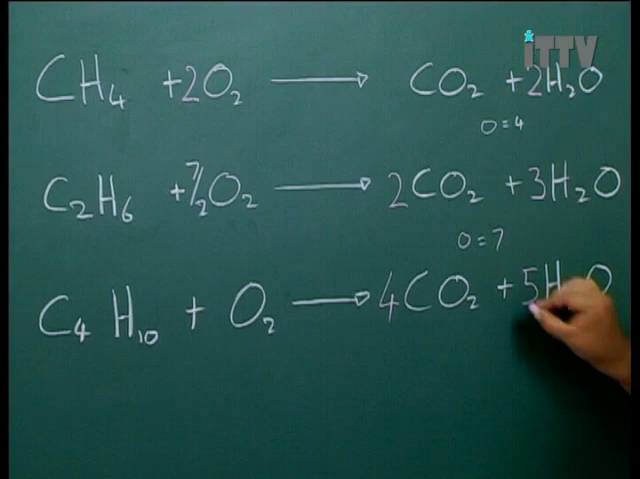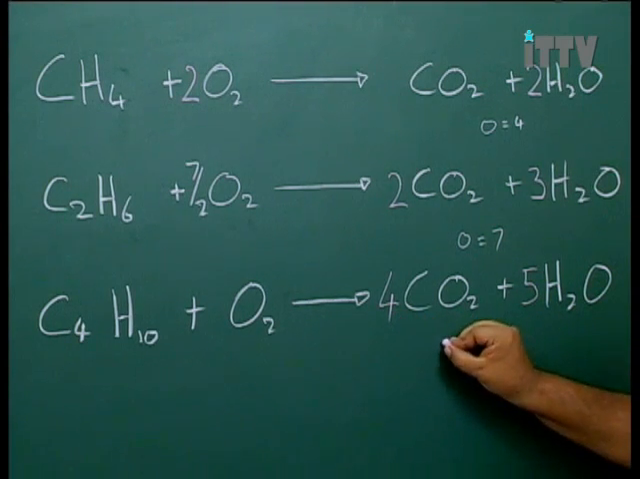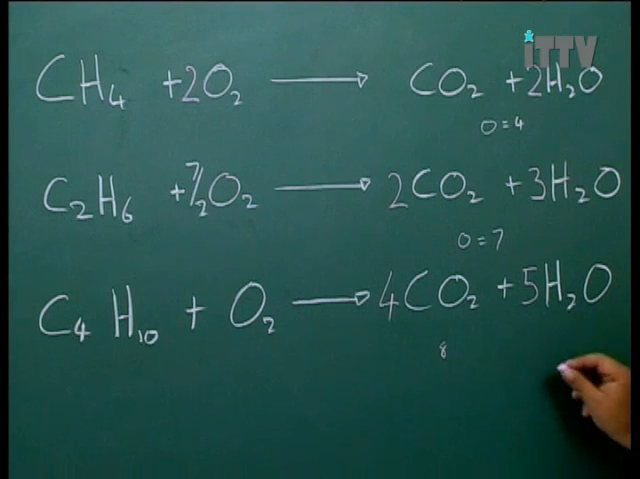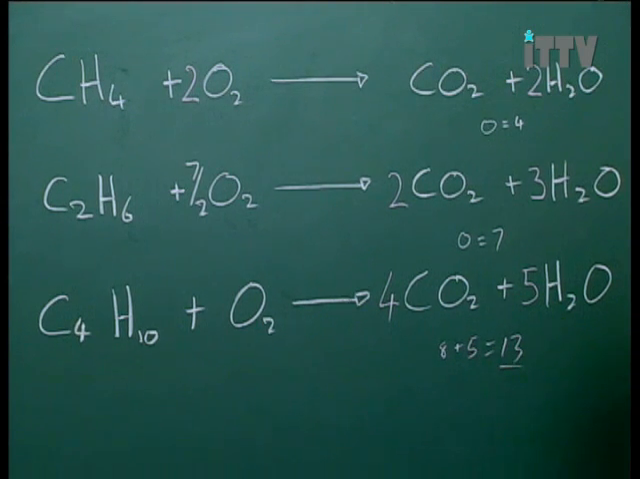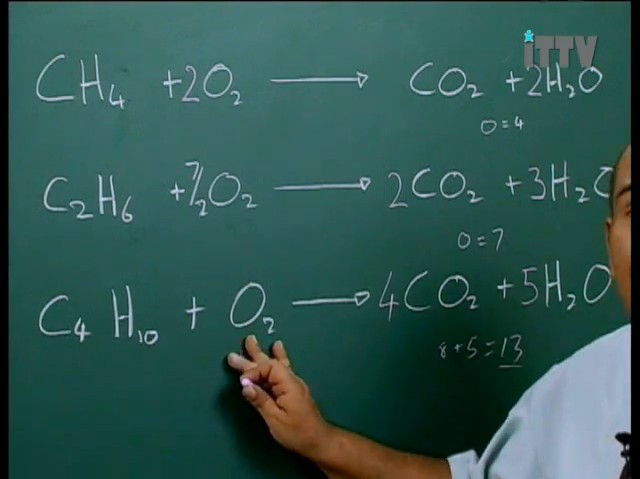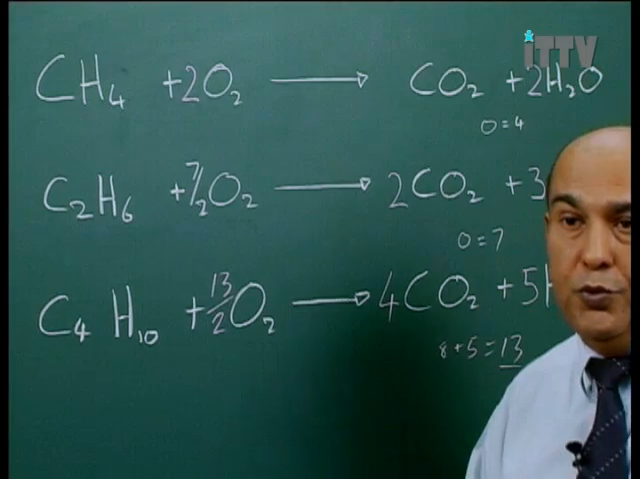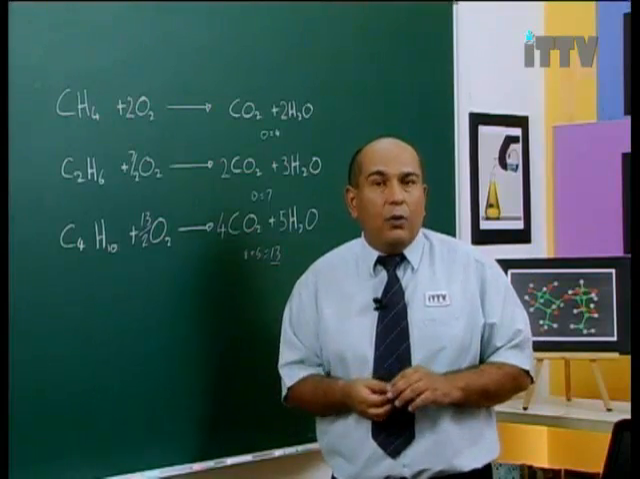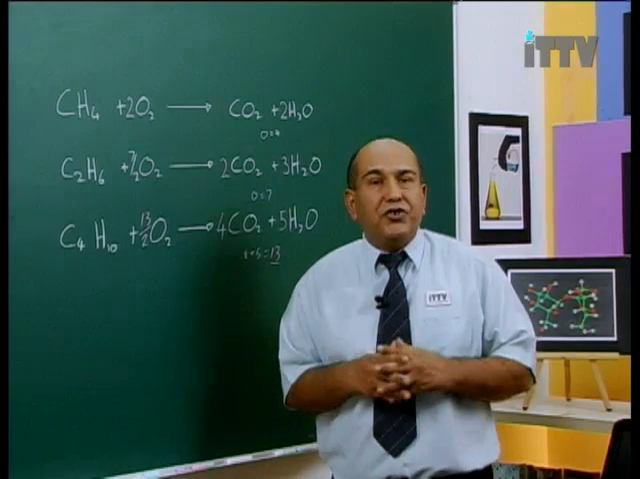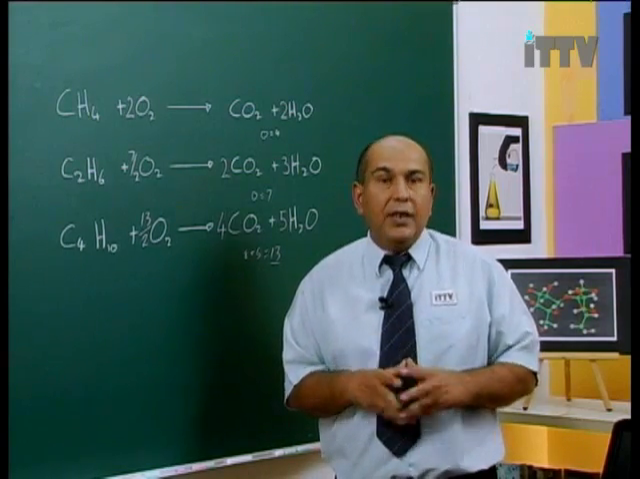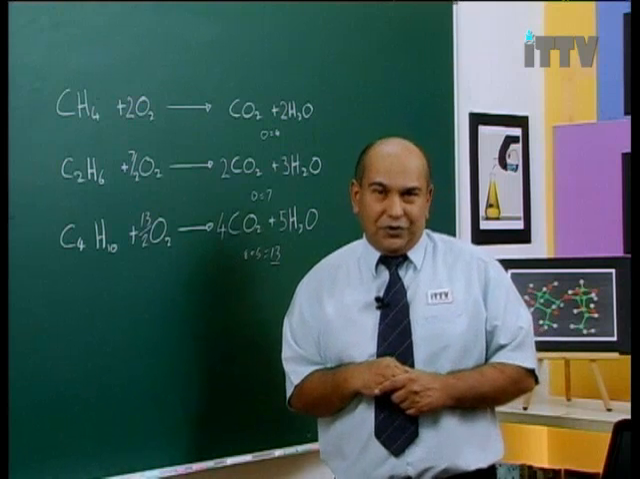Very good. Now we count the oxygen on this side. 4 times 2 gives me 8. 5 times 1 gives me 5, which means I have 13. So to balance it on this side, I do 13 over 2. So that's how we write the equation and balance the equations for combustions of alkanes. Do the carbon, do the hydrogen, and then do the oxygens.